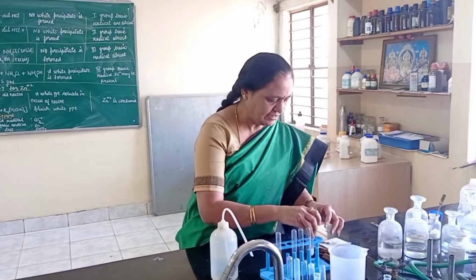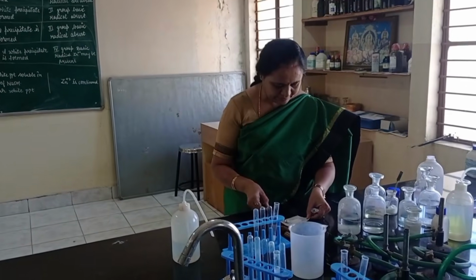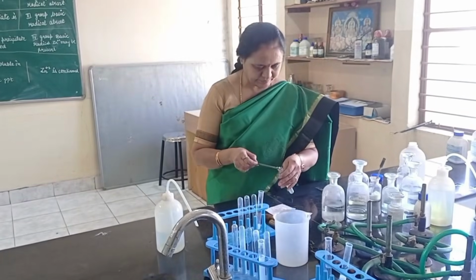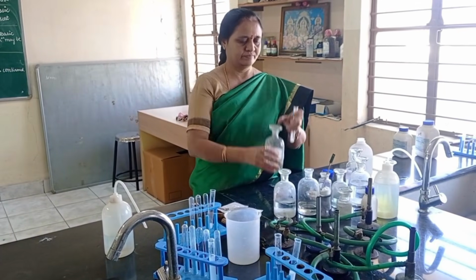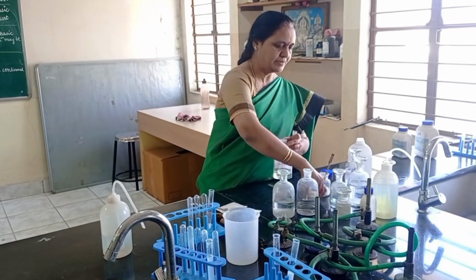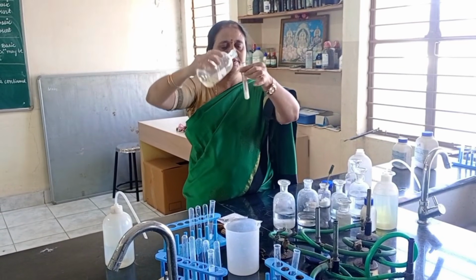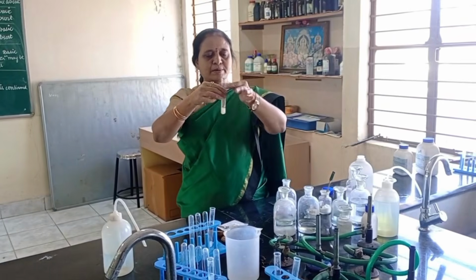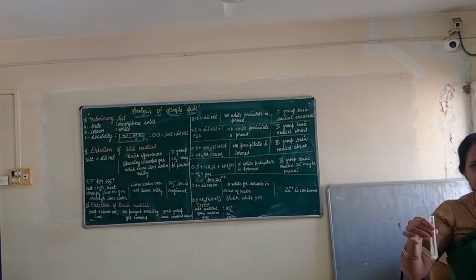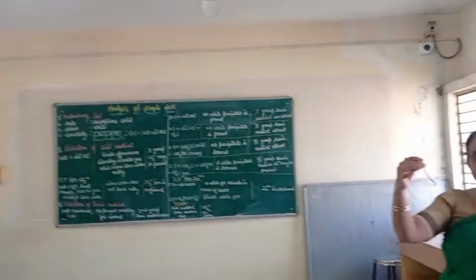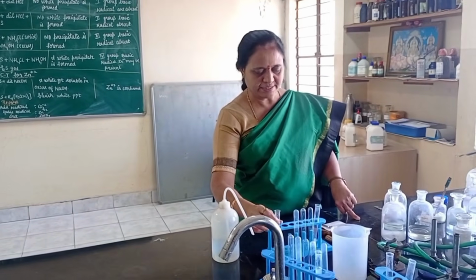So I am checking solubility in dilute HCl. I am taking a little salt, a pinch of salt, and I am adding dilute HCl. See here, the salt is soluble in dilute HCl. So original solution is salt plus dilute HCl.